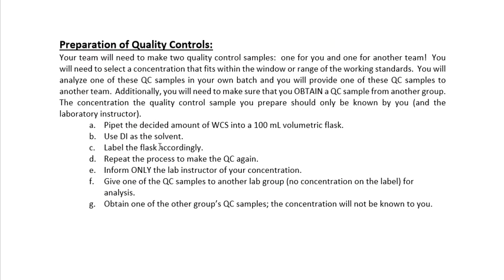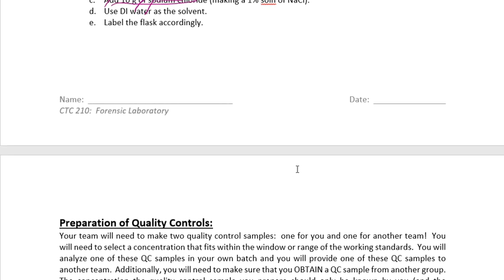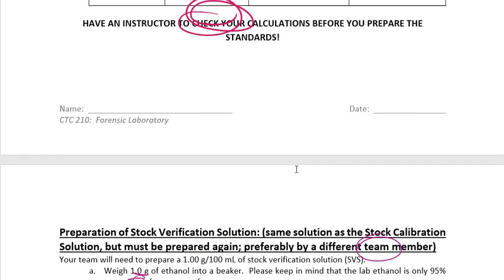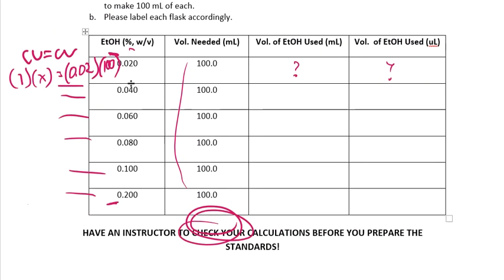Next, our preparation of the quality controls. There's going to be 2 of these. You're going to make them the same. One's going to be for you, and one's going to be for someone else. So these directions are basically going to tell you, pick out a QC that you would like to make. Make sure it fits within the window. So I'm going to go back up to this table of 0.02 to 0.2, and I'm just going to pick one of these. Doesn't matter.